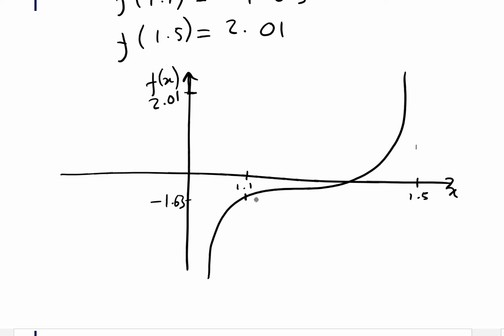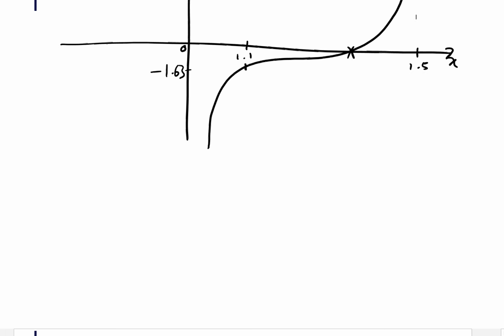Okay, so basically what you're saying is this function is continuous. Okay, which basically means that it's unbroken between these 2 points, at least anyway. And so you can see that it goes from negative when x equals 1.1 to positive when x equals 1.5. So therefore, there must be a root. Now remember, a root is where it crosses the x-axis. In other words, when f of x equals 0. Okay, and you can clearly see there is a point where it does cross the x-axis, where f of x is equal to 0. And that point does lie between 1.1 and 1.5.